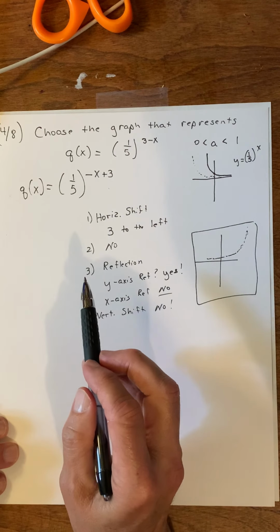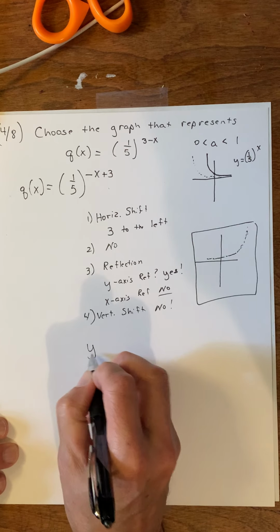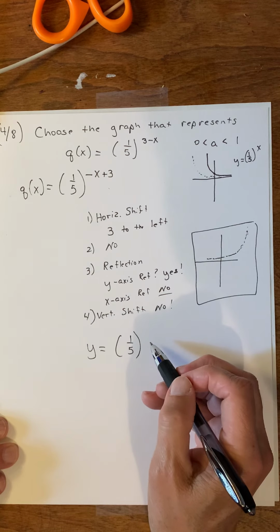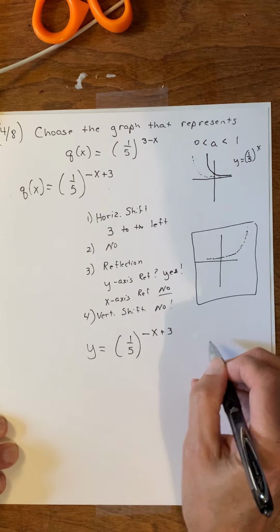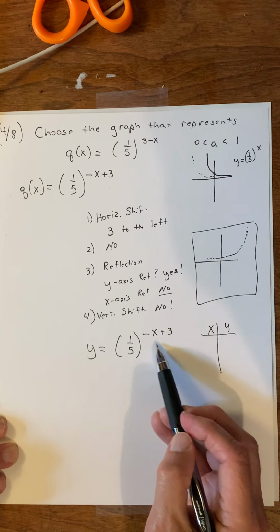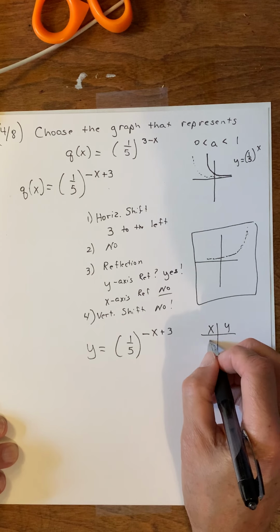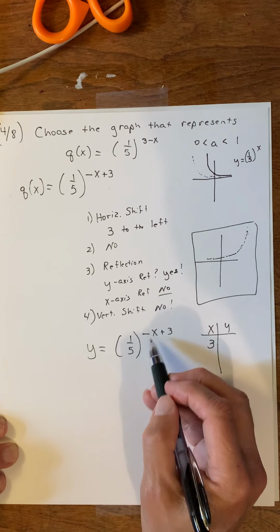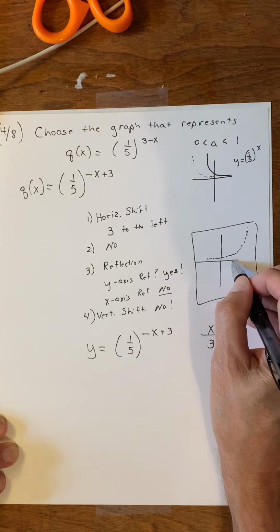And if you want to find a specific point that's on this graph, the best way to do it is to choose the x that gives us a 0 exponent. So if I want to pick a convenient x and y, I'm going to pick an x that makes this whole thing 0. So if I let x be 3, -3 plus 3 is 0. 1/5, anything to the 0 power is 1. So this guy goes through the point 3, 1.